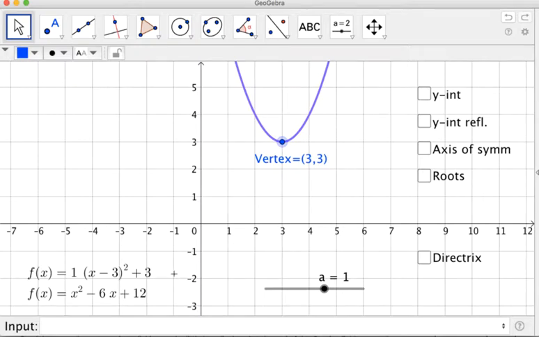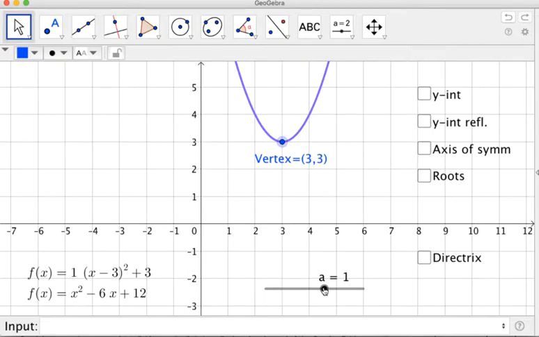So the vertex form, again, tells us exactly the location of the vertex. It's going to be x minus 3, so whatever sets that equal to 0 will be the x value of our vertex, and then plus 3, so whatever this value is here tells us the y value of our vertex. Okay, and meanwhile we've been keeping a the same all along.